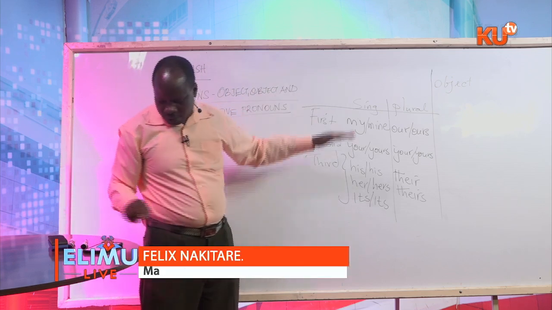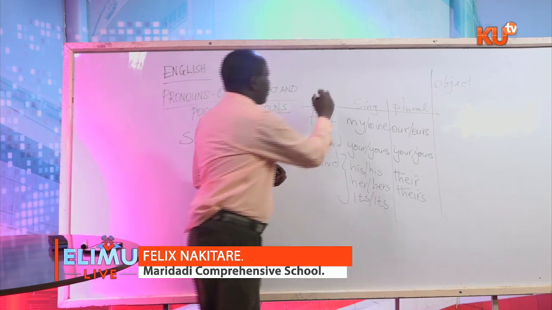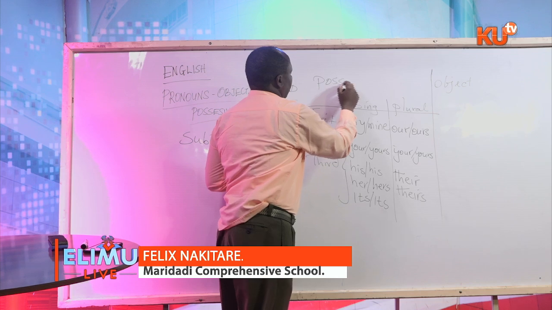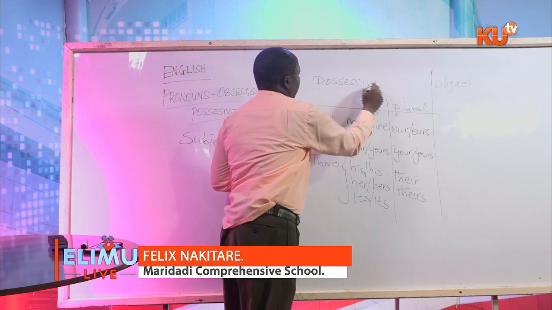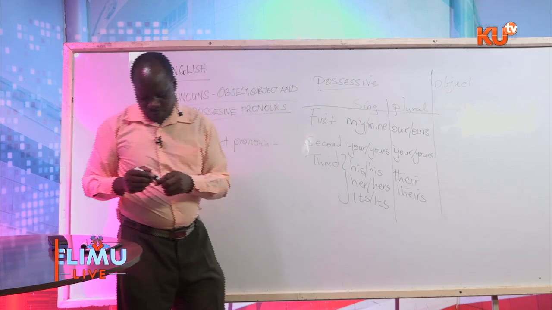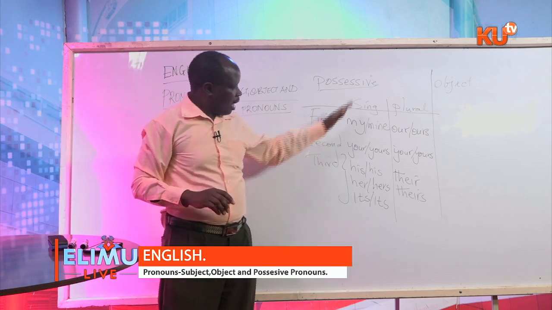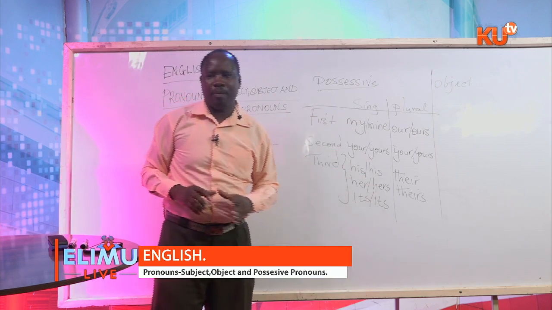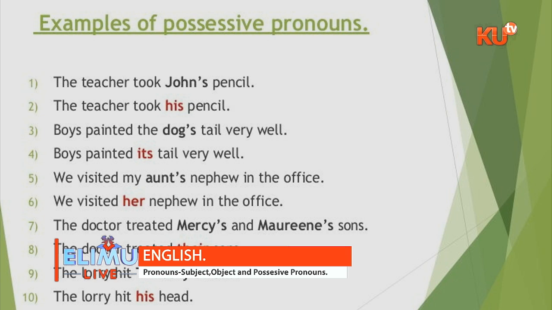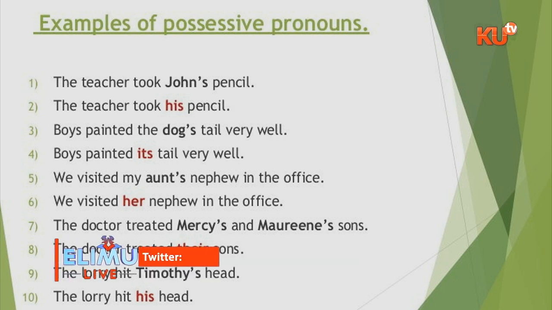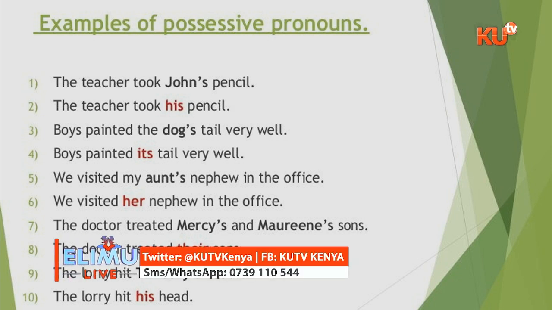Now, this takes us to the last part of possessive pronouns. Having known this, we now look at the examples and replace the nouns that we have with the possessive pronoun. We have the first one.